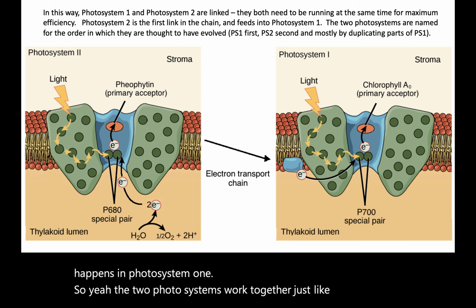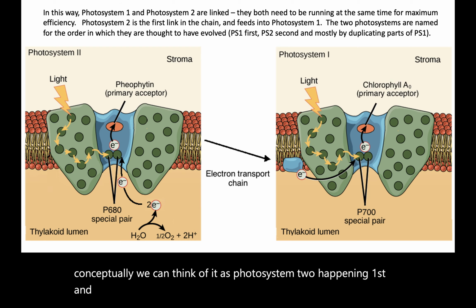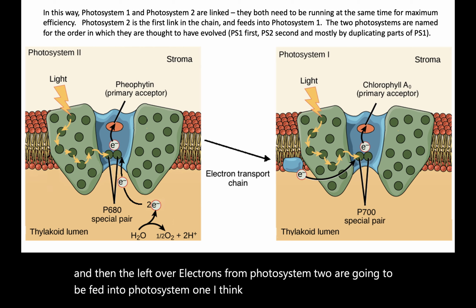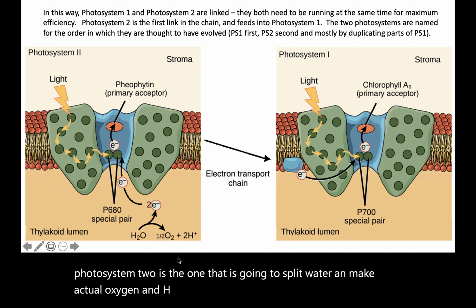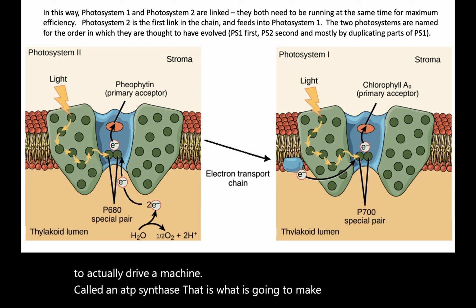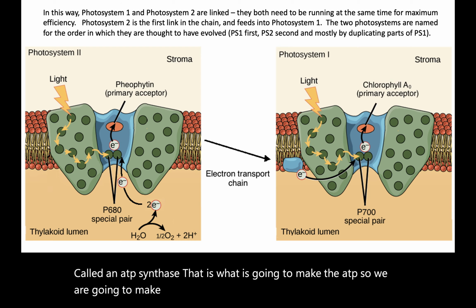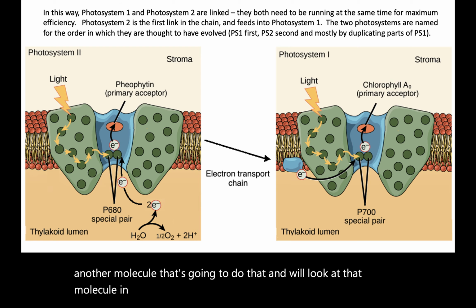So conceptually, we can think of it as photosystem 2 happening first. And then the leftover electrons from photosystem 2 are going to be fed into photosystem 1. I think that makes the most sense. So photosystem 2 is the one that is going to split water and make actual oxygen and H+. And the H+ is what is going to be used to actually drive a machine called an ATP synthase. That is what is going to make the ATP. So we are going to make ATP as a result of this process, but it's indirect. It's another molecule that's going to do that. And we'll look at that molecule in the metabolism chapter a little bit more.